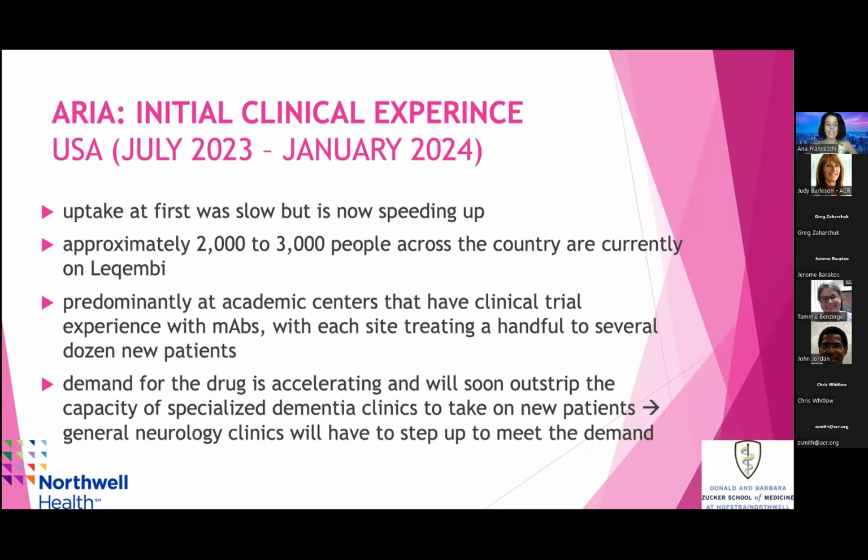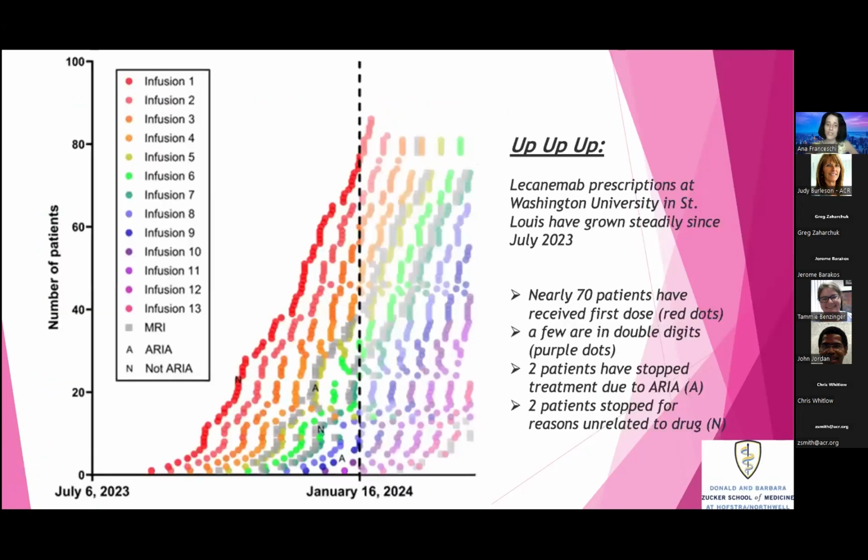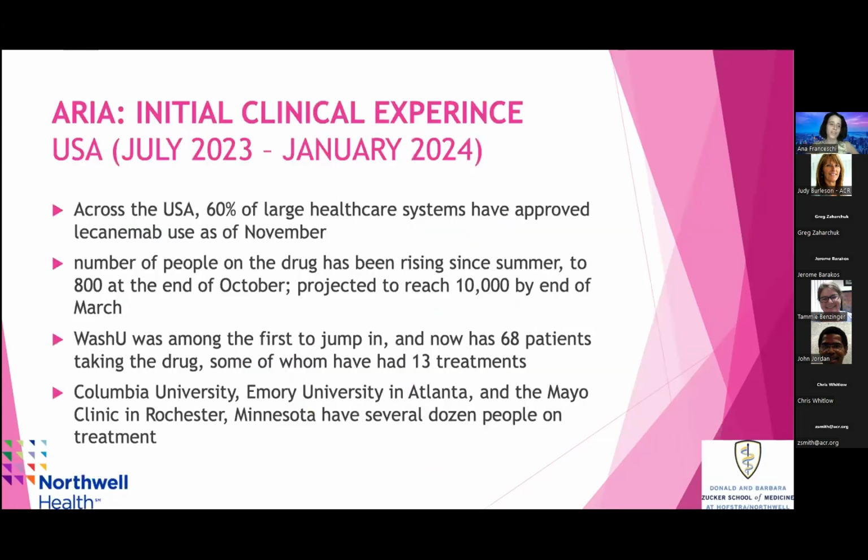Initially, most people are getting treated at academic centers that have clinical trial experience with monoclonal antibodies. But the demand for the drug is rapidly accelerating and will soon outstrip the capacity of specialized dementia clinics. And as you can see, these are actually numbers from Dr. Benzinga's institution, WashU. As she mentioned, there are over 170 patients on the drug now. They're the busiest site in the US, but when this data was reported, there were about 70 patients on the drug. And just to highlight a few things, there were 4 people that had to stop treatment. 2 of these stopped treatment due to ARIA, and 2 stopped for reasons unrelated to the drug.